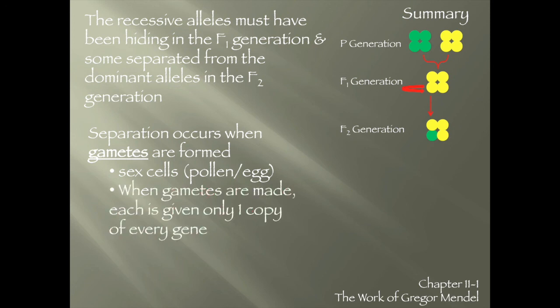And when gametes are made, each gamete is only given 1 copy of every gene. So the pollen only has 1 copy of the pea color gene. The egg only has 1 copy, so that when a copy is put with another copy, you have 2. And if this were a sperm, for instance, a sperm and egg for humans, a sperm cell only carries 1 copy of every gene, as does an egg cell.